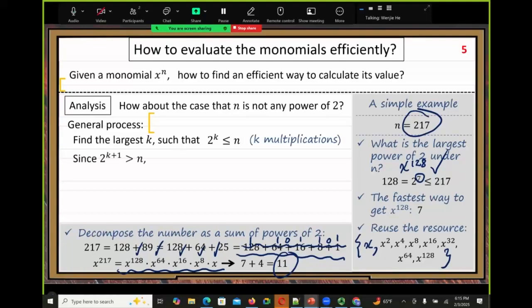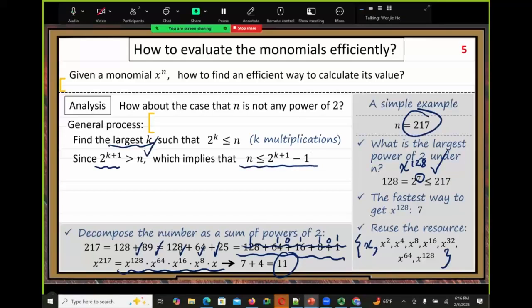The reason it's the largest is if you do another square operation, this number will be greater than n. That's why 2 to the k is the largest power of 2 less than or equal to n. Which implies that n is less than or equal to 2 to the k plus 1 minus 1. First, you need to agree, is this inequality correct? Do you agree with that? Yeah.